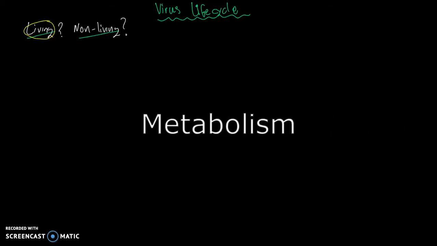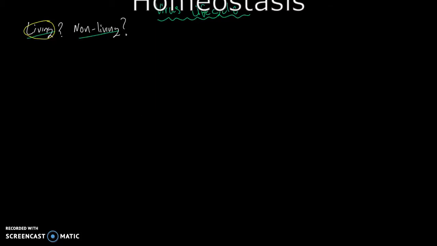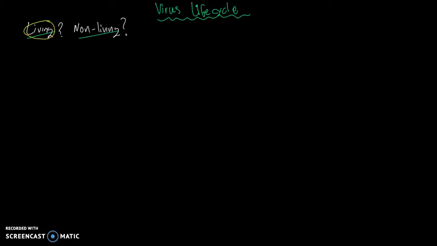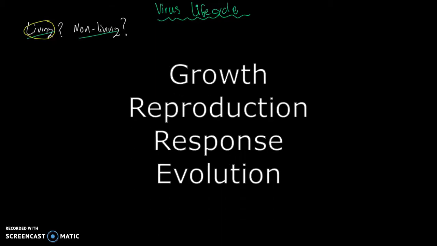Another property of life is metabolism. This is the chemical reactions that take place that make it possible for organisms to do work, such as moving around or catching prey. And a property such as homeostasis, which is the regulation of the internal environment for cell function. Other life properties include growth, reproduction, response, and evolution.